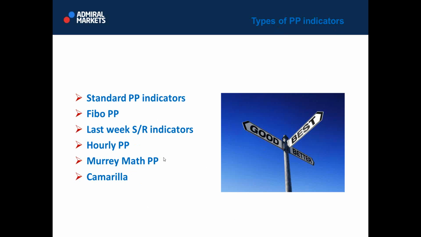All of those other indicators, standard pivot point indicators, Fibonacci pivot point indicators, last week's SR indicators, hourly pivot points, Murrey Math, they all do not have what Camarilla has. And that is basically intraday support and resistance levels used for trading trends, counter trends, and breakouts. So the only indicator with which you can take the trends and trade the trends is Camarilla. The only indicator out of all these indicators.